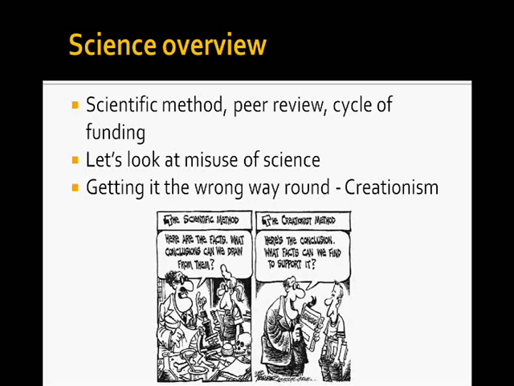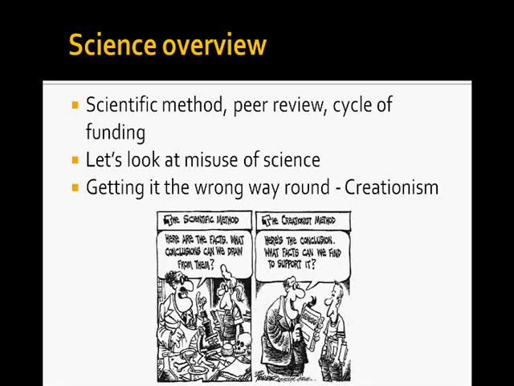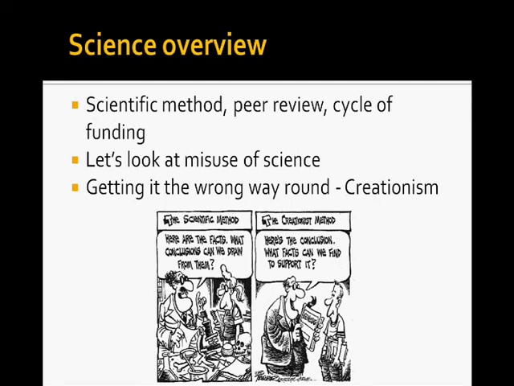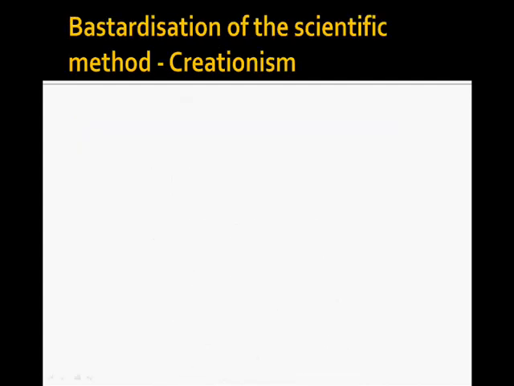In case you can't read that, it says the scientific method on the left: here are the facts, what conclusions can we draw from them? And the other way around is the creationist method, which is: here is the conclusion, what facts can we find to support it? So that's creationism, just getting it completely the wrong way round. Now, if you're not familiar with creationism, it's very much an American phenomenon, but it is found all over the world. I think there's even a creationist museum in the UK. I think it's on the south coast somewhere, although it is just some guy's garage.